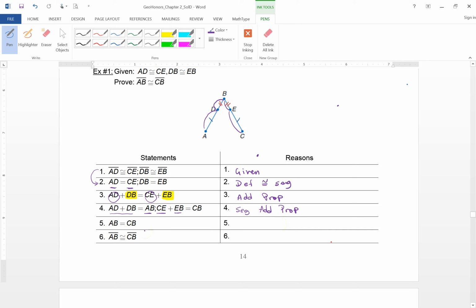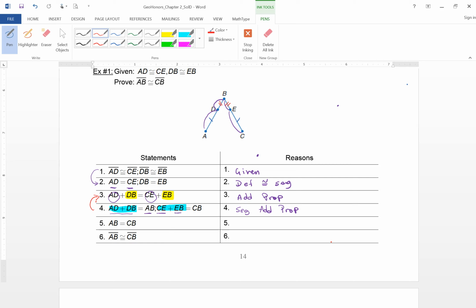Now, what happens here? Okay, now look. This is equal to AB. This is equal to CB. Now look at step number 3. Look at what I have. I have AD plus DB is equal to CE plus EB. Right? Do you see how the blue ones are exactly the same as what I had here? Right? AD plus DB equals CE plus EB.